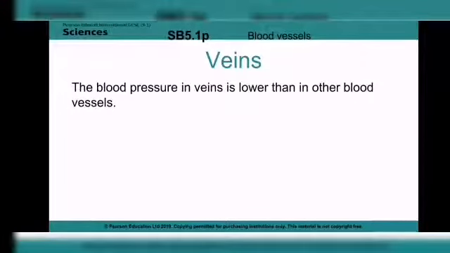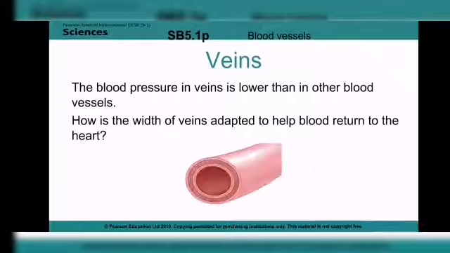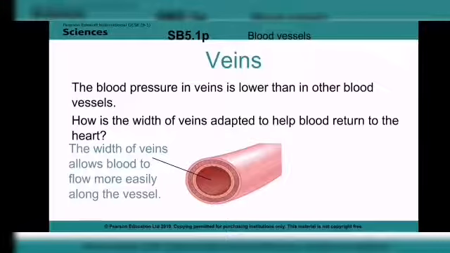Veins. The blood pressure in veins is lower than in the other blood vessels. How is the width of veins adapted to help the blood return to the heart? The width of veins allows blood to flow more easily along the vessels because they have a much bigger lumen, which is the hole in the middle of the blood vessel, to allow the blood to flow with not very much resistance.